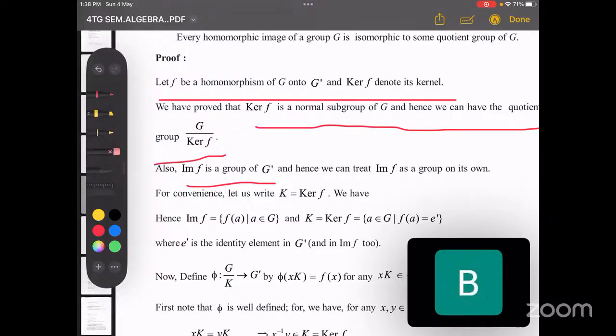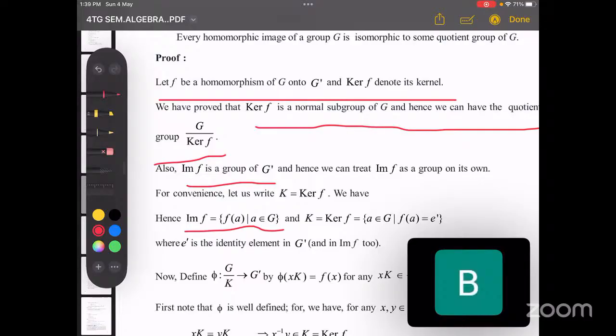The definition of image F we have also seen. Image F is equal to F of A such that A belongs to G, and kernel F is equal to A belongs to G such that F of A equals the identity element E dash, where E dash is the identity element in G dash. So in both image F and kernel F, the identity element is E dash.